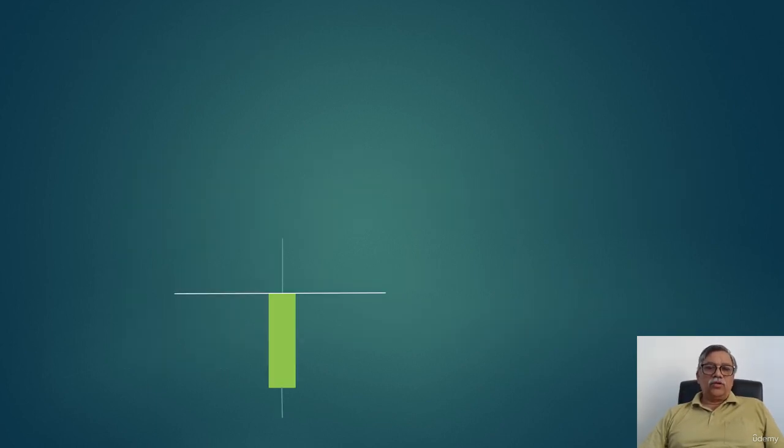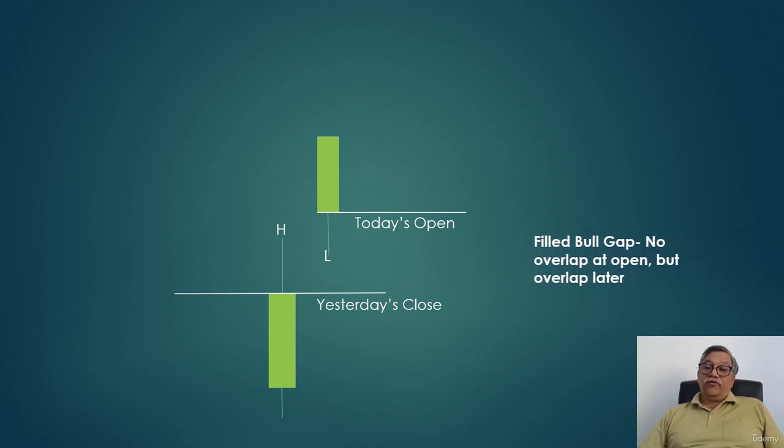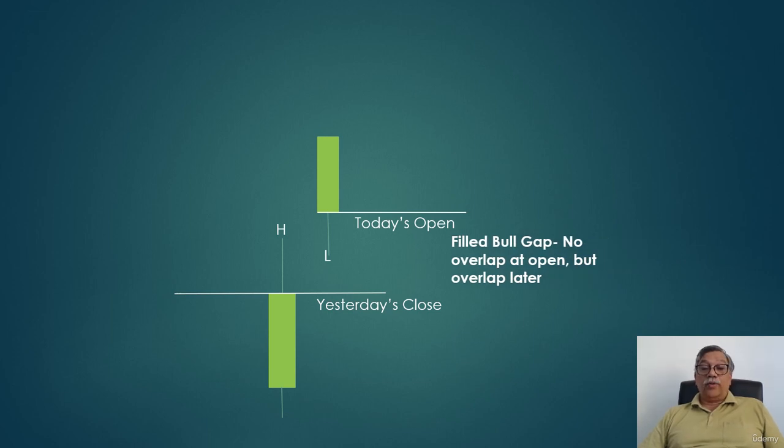Okay, so this was yesterday's high, yesterday's close. Today it opened higher, but today's low came below yesterday's high. So the gap is filled. Okay, so filled bull gap: no overlap at the open, but overlap later on between the two candles. Now it may overlap only with the shadow or it may even overlap with the body. It doesn't make any difference. A filled gap is a filled gap.